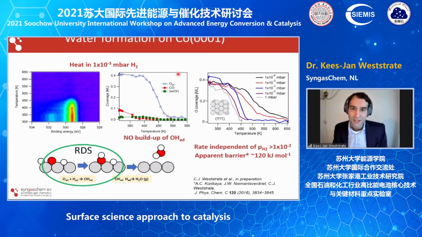Then we can increase the hydrogen pressure to higher than 10⁻³ millibars, up to 1 millibar. And this is quite special for this type of experiment, to be able to do this measurement at high pressure. And this will teach us how easy or difficult it is to remove oxygen from the surface in the form of water. What you can see is that we need around 400 Kelvin or higher to make water. So it means making water is not so easy on the surface. You need quite a high temperature to do this.